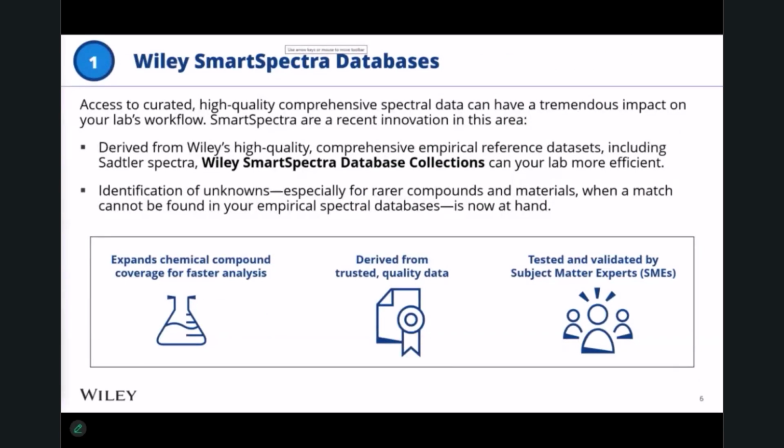So we come to our first alternative route to identify, characterize, or classify an unknown. This is the SmartSpectra databases. These databases can impact your workflow by increasing efficiency with unknown identification and characterization, as I mentioned. They expand the chemical compound coverage for faster analysis, and they are derived from trustworthy, high-quality empirical data. The final results were tested and validated by subject matter experts.